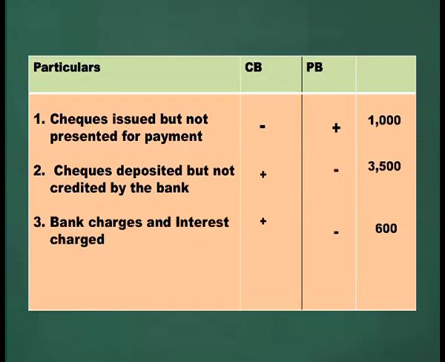Check issued but not presented for payment. Deduct in the cash book. That amount will be deducted in the cash book, so showing minus sign, and in the passbook plus 1,000. Then check deposited but not credited by the bank. When check is deposited, cash book balance will increase, so plus sign. Passbook has not recorded, so minus 3,500.